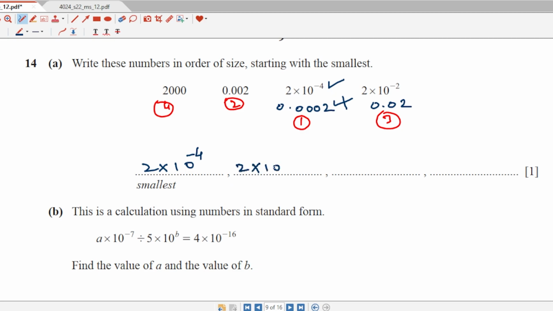2 multiplied by 10 power... the second number is 0.002, and the third number is 0.02, and the fourth number is 2000.